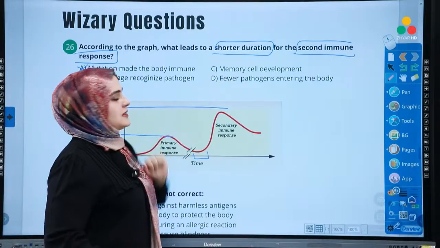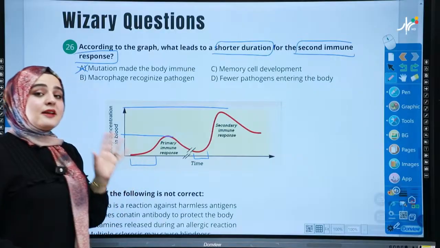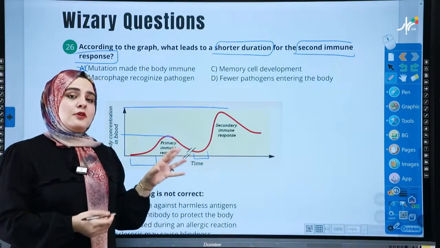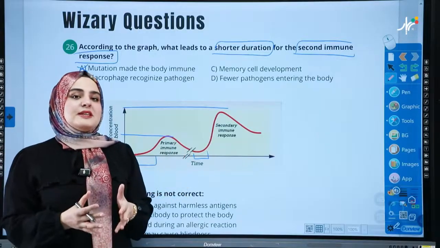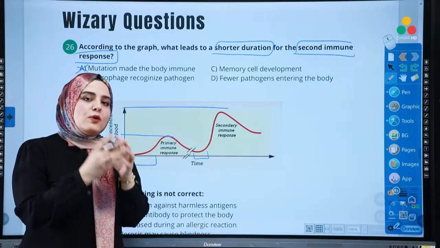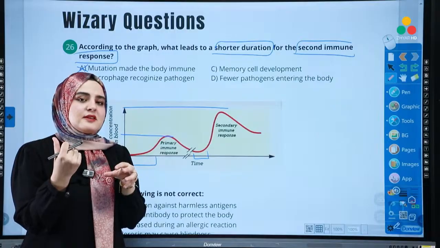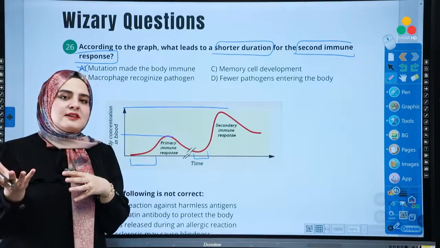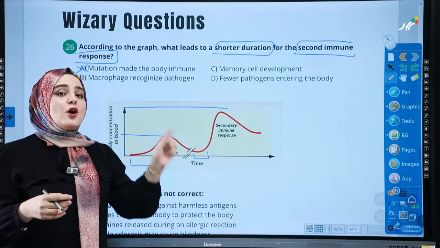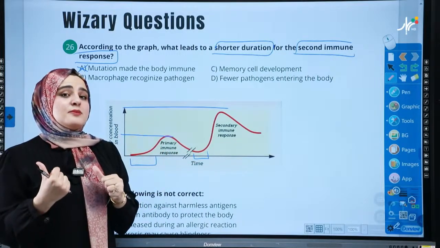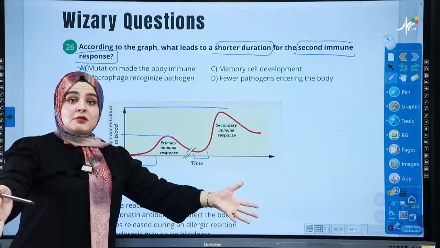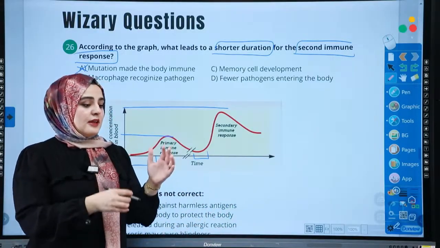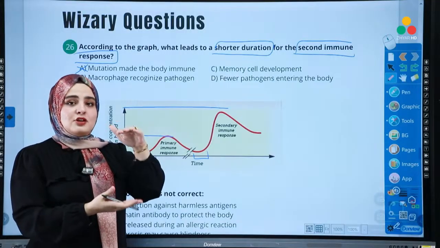Is it memory cell development? Actually, this has a huge part in it. Why? When memory cells are created during the humoral responses from the B cells, these have all the information about the previous disease. So they don't need to spend time recognizing that. Once they encounter it, they say, oh, that disease, we already know what type of antibody to create for it. And they create that antibody and release it immediately.